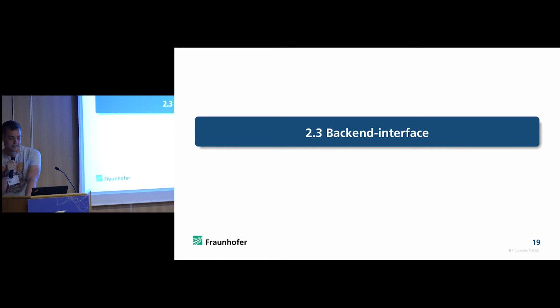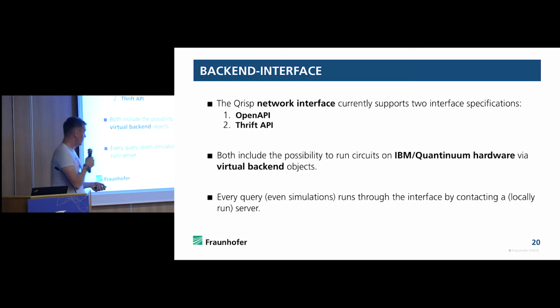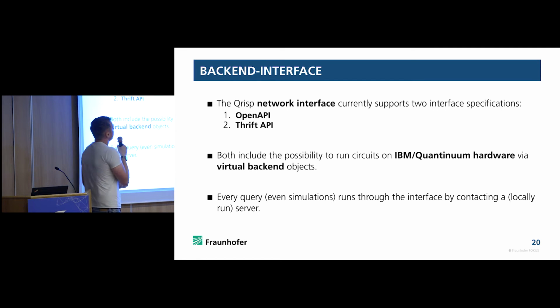Okay, so let me talk about the backend interface. As I told you, Qrisp is a part of the compiler project, which is funded by the German government to achieve technological sovereignty. And we want to connect Qrisp to a German hardware producer. And we want to do this by using state-of-the-art interfacing technology. You do this by either using OpenAPI or the Thrift API. We're not entirely sure yet which is the better approach, but we'll see about that.